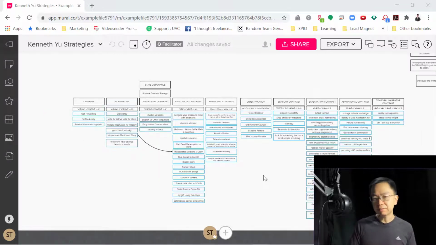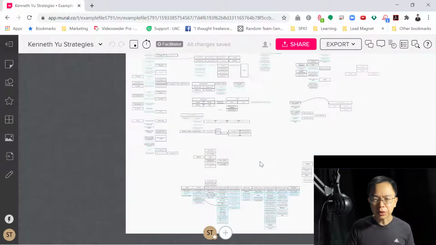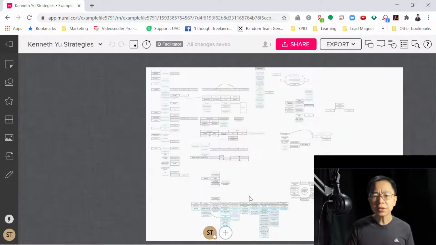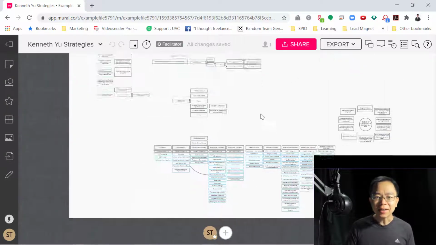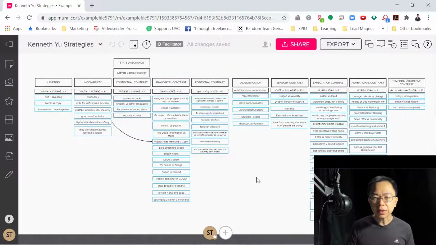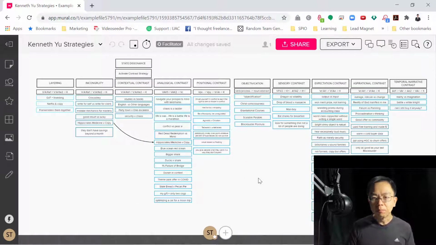Okay, I think for many of you, you're probably wondering like, what? There are 10 contrast strategies? Yep, there are 10. And while Kenneth tends to use a few of them more so than the others, allow me to explain from the modeling standpoint what this looks like.